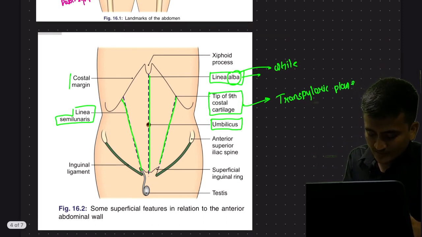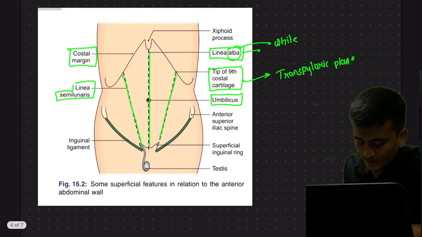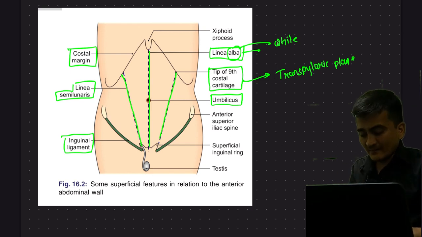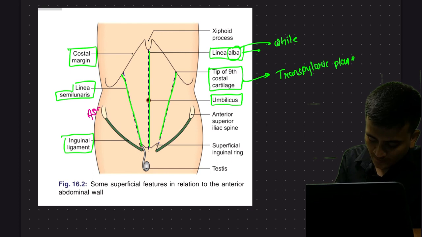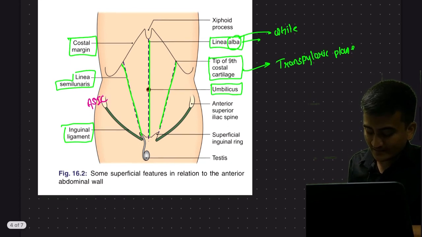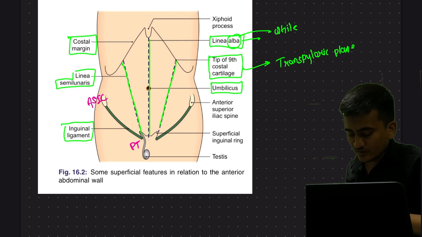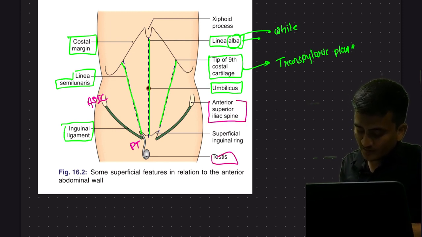Transpyloric plane, right? Okay, that's all. Now costal margin. Yes, costal margins are the margins made by costal cartilage. That's all. Inguinal ligament. Now what is this inguinal ligament? It is a ligament that arises from what? The anterior superior iliac spine, and it gets inserted into what? The pubic tubercle, right? Now this structure is the inguinal ligament. And here it is shown, the testis, and the anterior superior iliac spine.